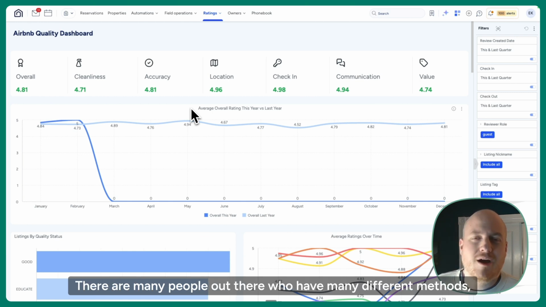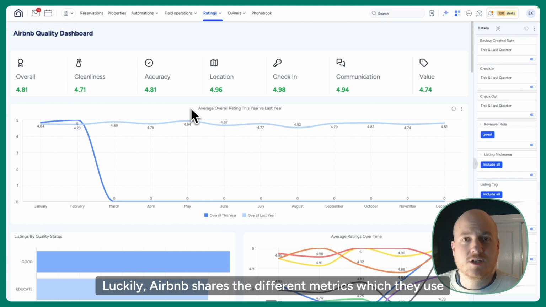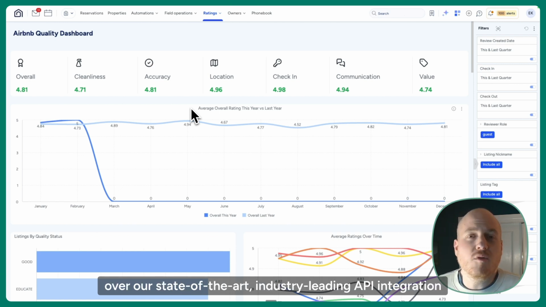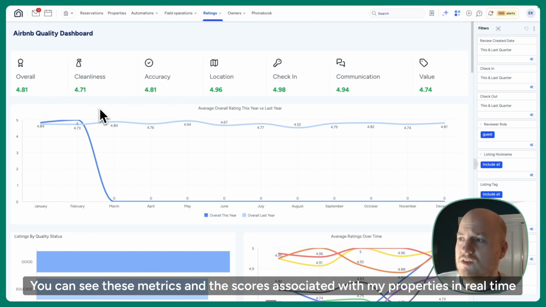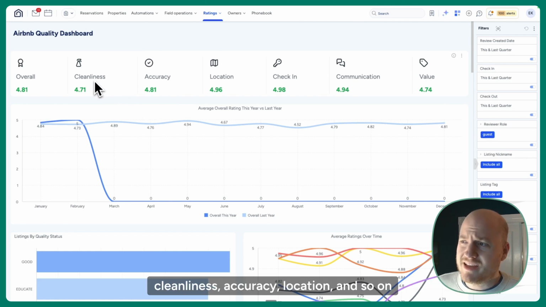There are many people out there who have many different methods, but at Guesty, we believe in going back to the numbers. Luckily, Airbnb shares the different metrics which they use to score your property in their search algorithm with Guesty over our state-of-the-art, industry-leading API integration. And we can display those metrics to you via the Airbnb Quality Dashboard. You can see these metrics and the scores associated with my properties in real time inside of the Quality Dashboard. Cleanliness, accuracy, location, and so on.